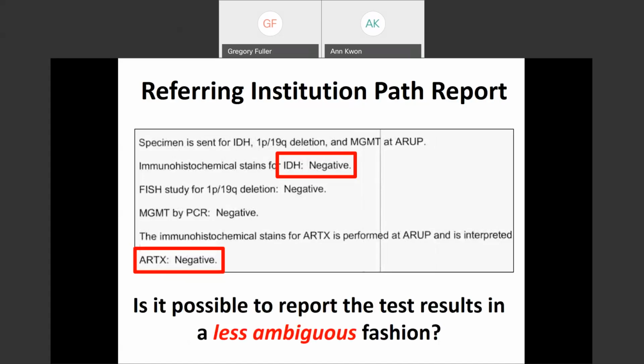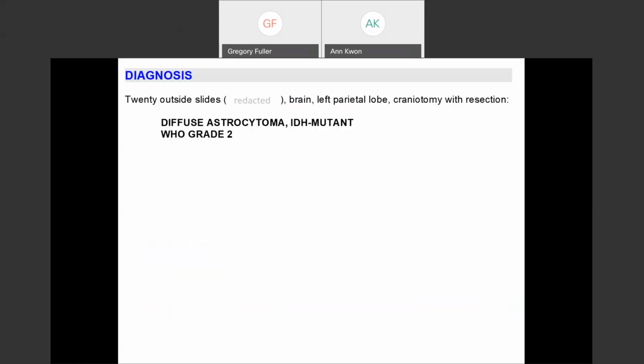Okay, question. Is it possible to report the test results in a less ambiguous fashion? I think so. You know how I know? Because we do it every week. Take a look at this MD Anderson report. 20 outside slides. Left, right, look. Craniotomy. Diffuse astrocytoma, IDH mutant, WHO grade 2, Ki-67 4.3%. That's what puts it in the 2 range.